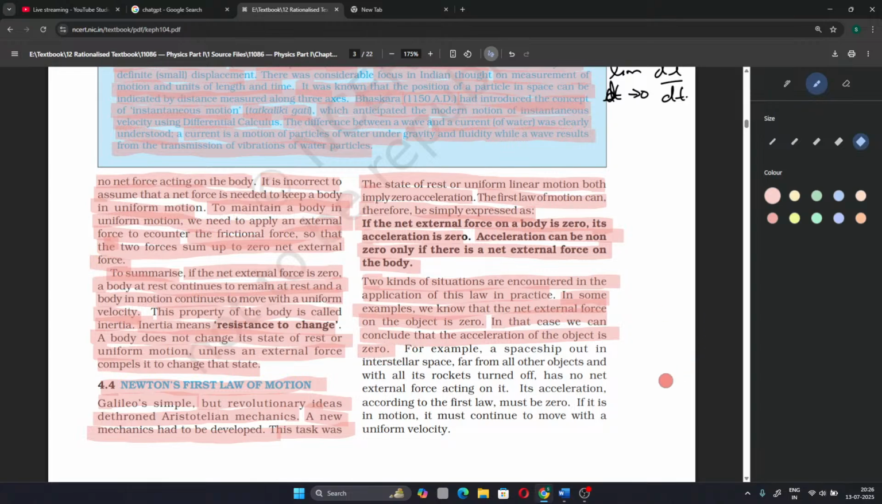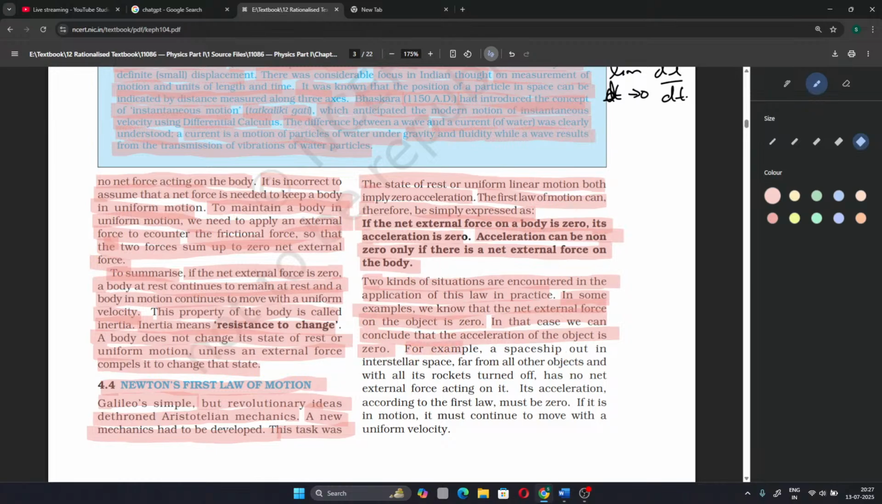First, they are saying that if the net external force on the body is zero, then we can say the acceleration of the body is zero. That is an exact repeat of whatever we saw here. Exact same statement they are saying again here: net external force on a body is zero, its acceleration is zero. Acceleration can only be non-zero if the net external force on the body is not zero.